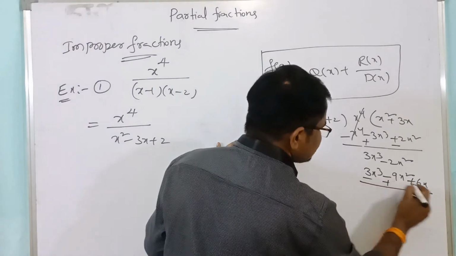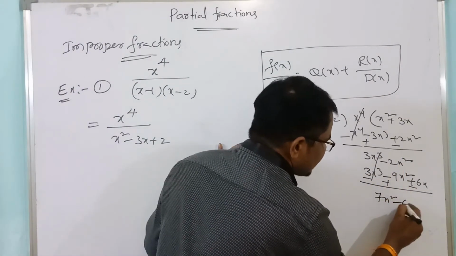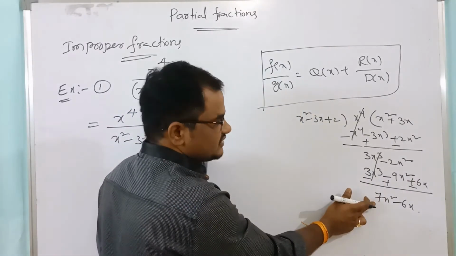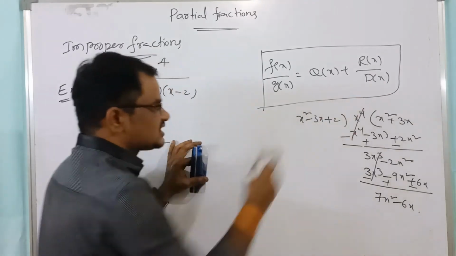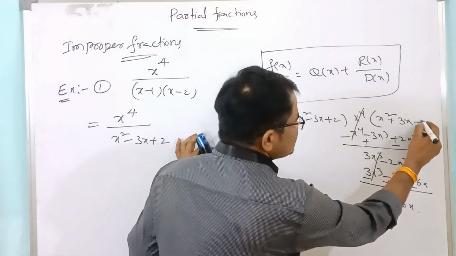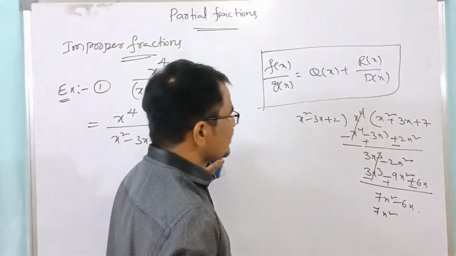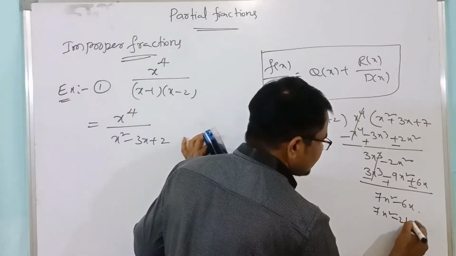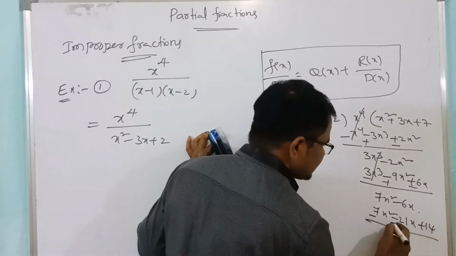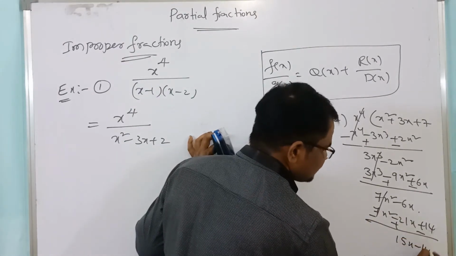Subtract, minus plus minus. These two get cancelled. So what is remaining here? 7x square minus 6x remaining, right? Again the degree of this one is equal to the degree of that one. Again improper only, so what we have to do? Again now one time plus 7. So 7x square minus 21x plus 14. Subtract, minus plus minus, get cancelled. This is 15x minus 14.